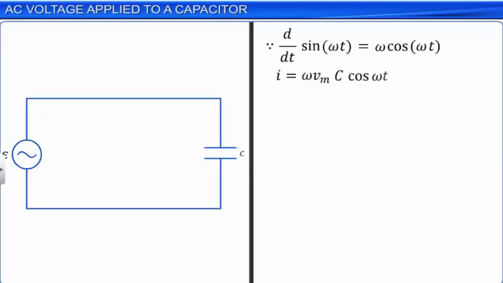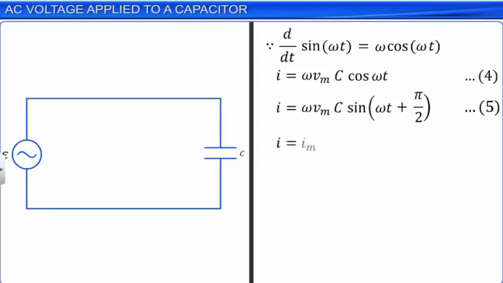By trigonometric substitution of cos theta with sin theta plus pi by 2, we get equation 5 as shown. This equation can be represented as I is equal to Im sine of omega t plus pi by 2, where Im is equal to omega Vm c. Let this be equation 6.